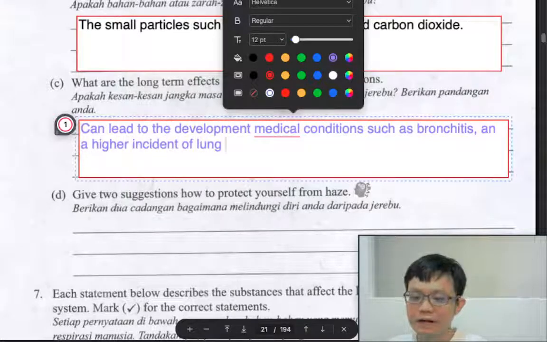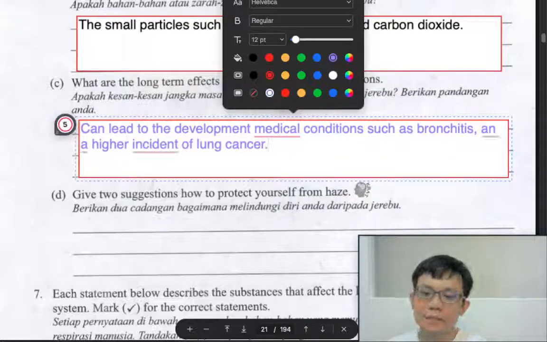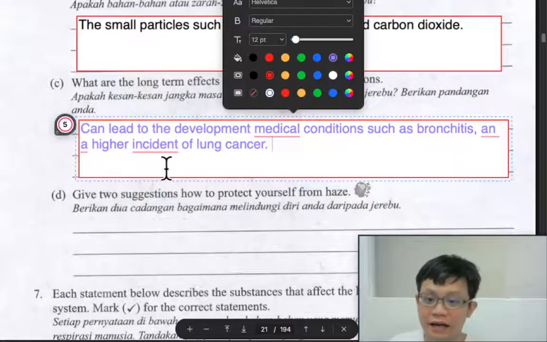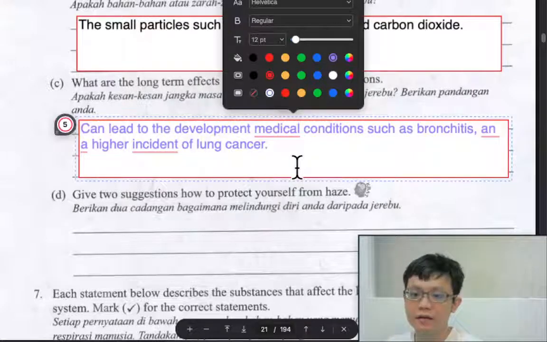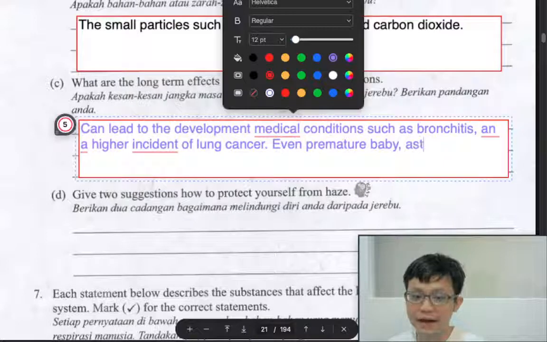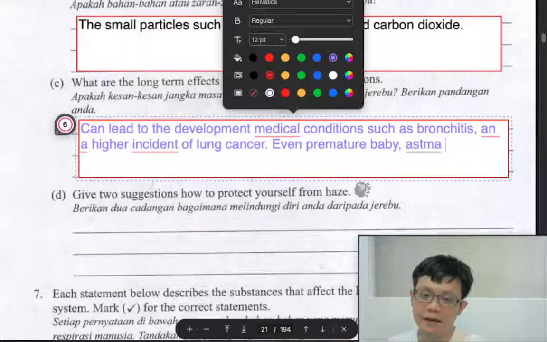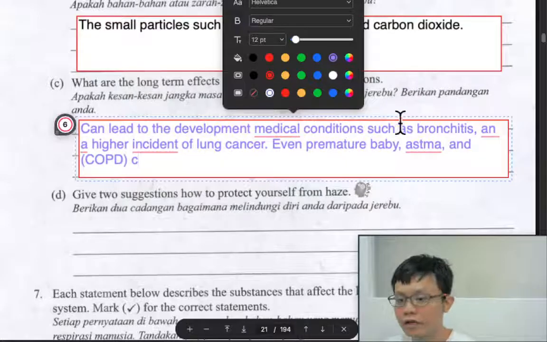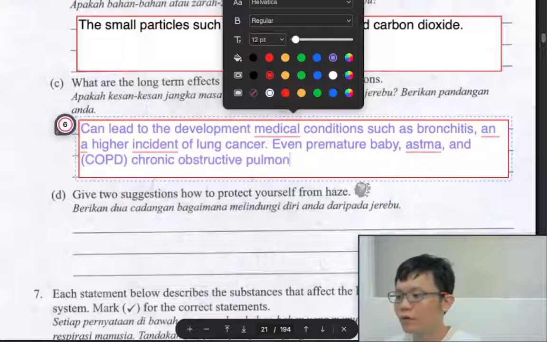Okay, so, got some more? Any more you want to add? No, okay. So of course can lead to medical conditions, and bronchitis is an illness. Higher incidence of lung cancer. Maybe even premature baby. Means the baby got problem. Premature baby. Asthma. And COPD. COPD means what? Chronic obstructive pulmonary disease.